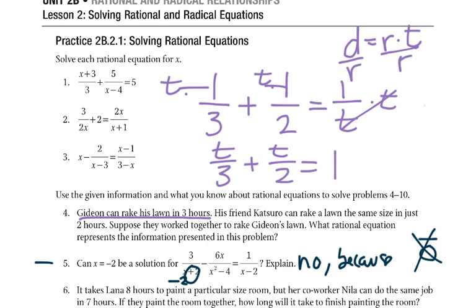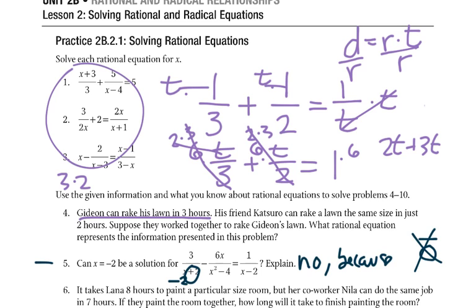Okay, 3 and 2 make 6. So if I times everything by 6, we're going to get rid of stuff, right? Because 6 is 2 times 3, so 3's cancel, I get 2t plus 2 times 3. 2's cancel, I get 3 times t. That's more like how we did these ones.